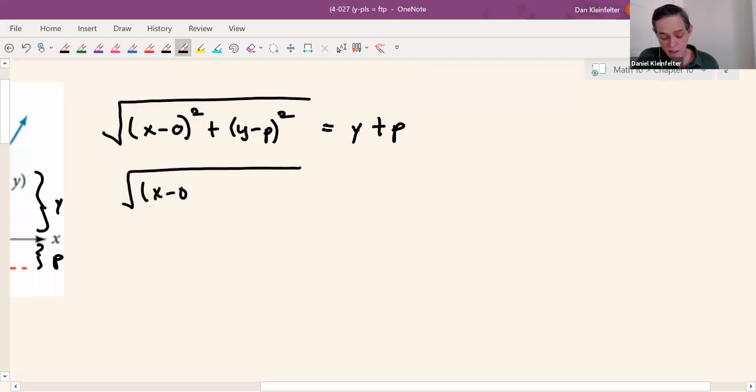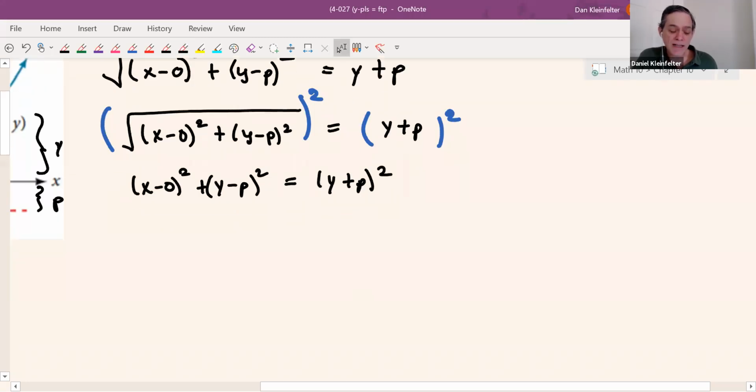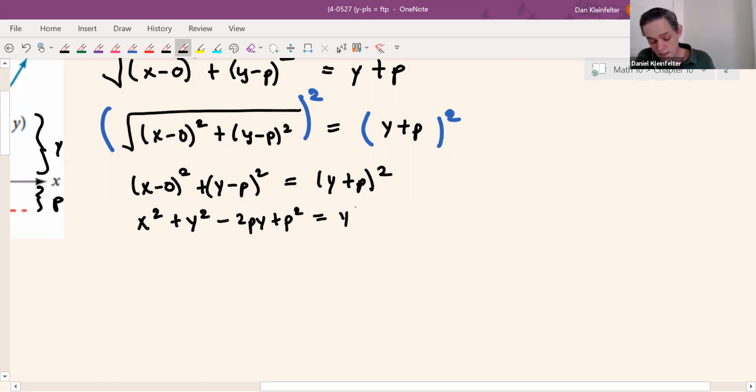So let me rewrite this just one time, showing the radical or both sides being squared. Okay, so we want to square both sides so that that will remove the radical for us. So we'll have x minus 0 squared plus y minus p squared is equal to y plus p squared. All right, so then x minus 0 squared is the same as x squared. And then this y minus p squared, we're going to go ahead and multiply that whole thing out. So that will give us y squared minus 2py plus p squared. And then the right side, we'll do the same thing. We'll have y squared plus 2py plus p squared.